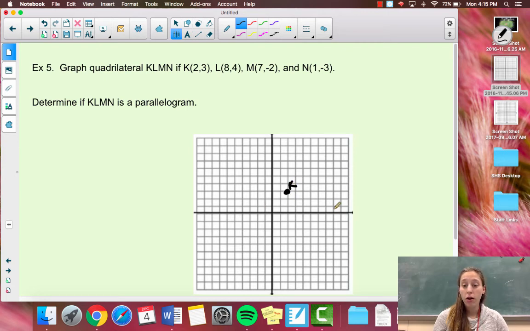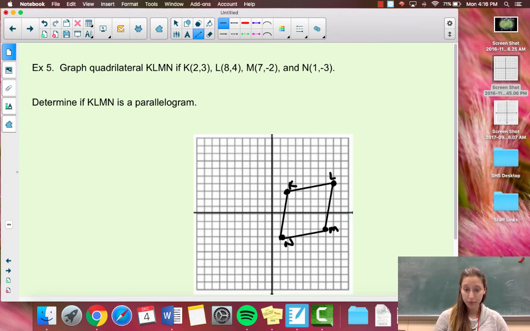Let's see, 8, 4. 1, 2, 3, 4. So there's L. 7, negative 2. So that's going to be M. And then 1, negative 3. So there's N. So then we can go ahead and connect those 4 points. Okay, just like that. Nice and neat. If you need graph paper, you're always welcome to borrow some from class.